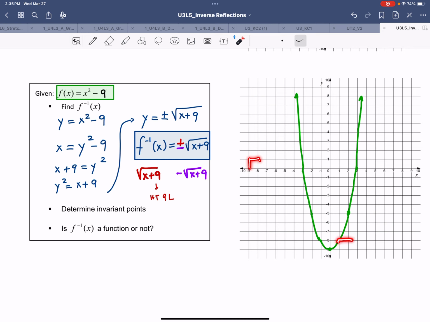Instead of going over 1, up 3, now we go up 1 over 3, because the horizontal and the vertical coordinates have swapped places. So similar to this, we can also think this way: the x-intercepts of the parabola now should become y-intercepts of the square root. So that can help us draw the graph of the square root function a little bit faster.